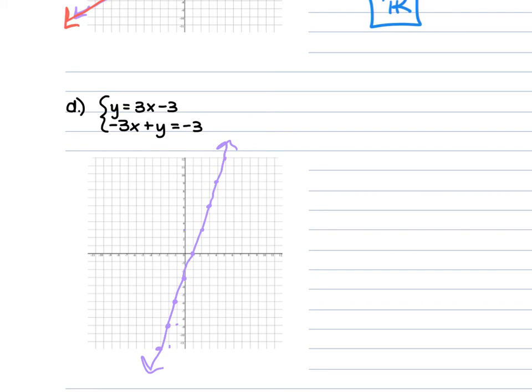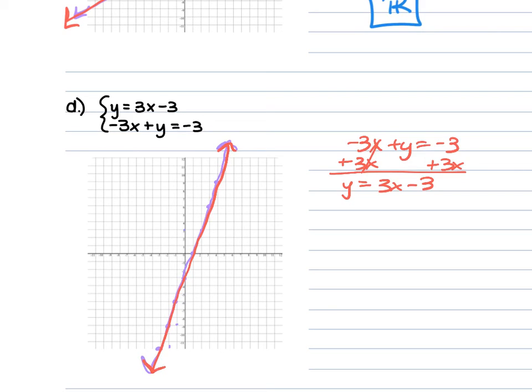And then move on. So then we have negative 3x plus y is equal to negative 3. Add the 3x. So y is equal to 3x minus 3. These are the same exact lines, same exact equations, so we have all real numbers for our answer.